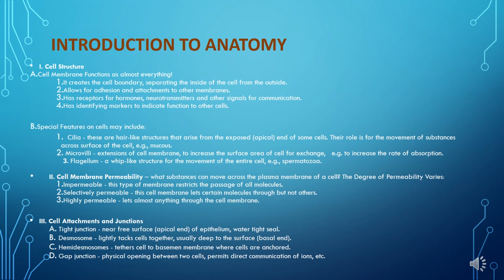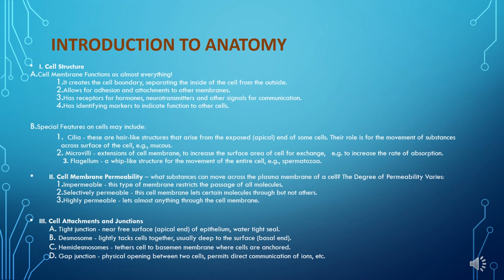These are hair-like structures that arise from the exposed apical end of some cells. Their role is for the movement of substances across the surface of the cell, e.g., mucus. Microvilli, extensions of the cell membrane, increase the surface area of the cell for exchange, e.g., to increase the rate of absorption. Flagellum, a whip-like structure for the movement of the entire cell, e.g., a spermatozoa.